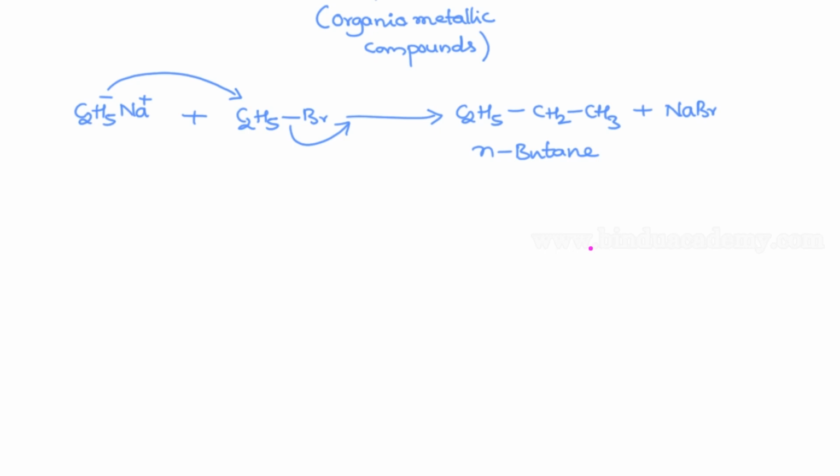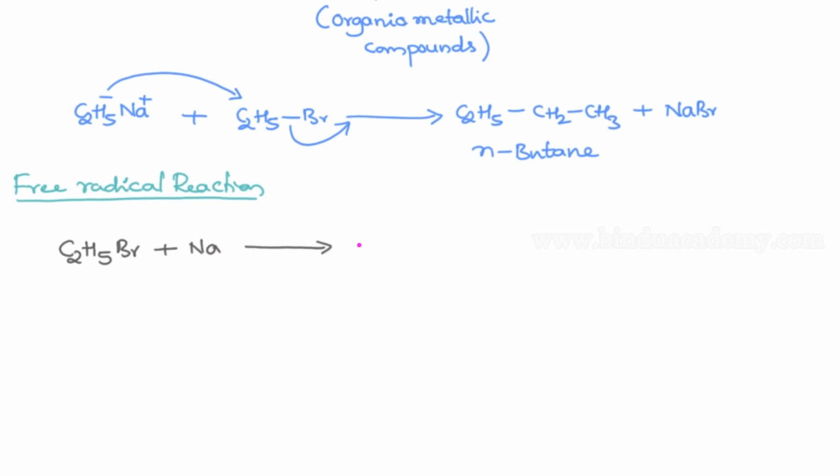Now come to the next, that is a free radical reaction. We can see the next one, the free radical reaction. So in this free radical reaction, we will take C2H5Br, and in presence of sodium metal, it is going to form a free radical, that is CH3. I will write in the explained form, CH3, CH2, and here will be the free electron, and then the Br.